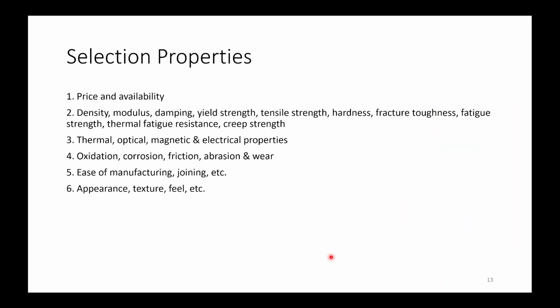Now selection of properties. These are certain properties that we need to consider: price and availability, density, modulus, damping, yield strength, tensile strength, hardness, fracture toughness, fatigue strength, thermal fatigue resistance, creep strength. These are certain mechanical properties that are required. Thermal, optical, magnetic and electrical properties depending on application, and oxidation, corrosion, friction, abrasion and wear resistance, ease of manufacturing, joining, etc., and appearance, texture, feel, etc.